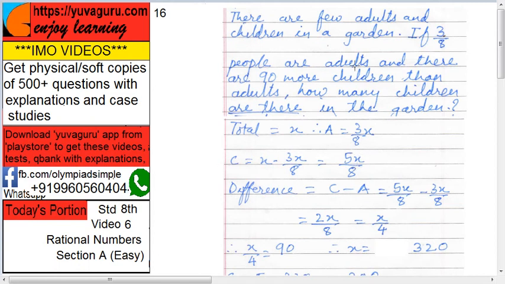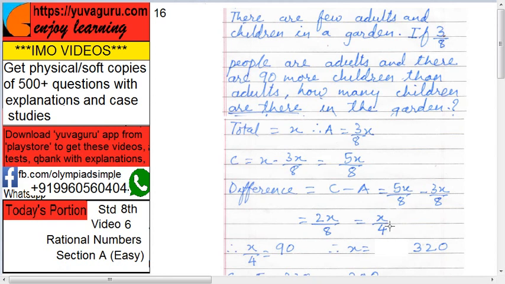But what is given next? There are 90 more children, meaning 90 children more, meaning children minus adults. This difference is 90. So the difference equals c minus a, which equals 5x/8 minus 3x/8, which equals 2x/8. Solving this, you get x/4. So the difference is x/4.